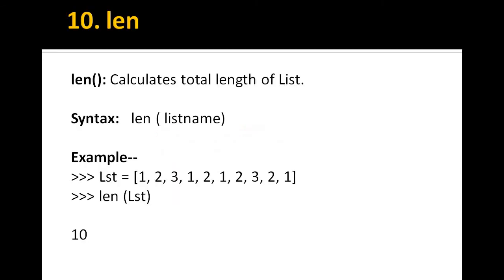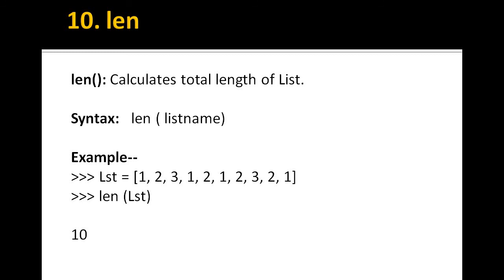The last function that we are going to study is len. It is used to calculate length of any sequence, and here it is used with the list. It counts the total number of objects in the list. So a list has been created in the example and the list has been passed inside the len function. So it gives 10, the total number of objects in this list.